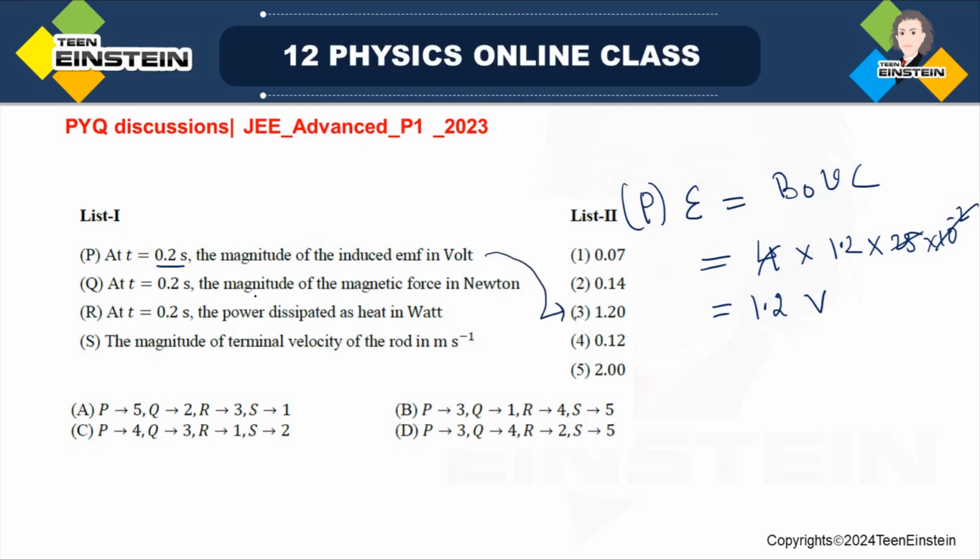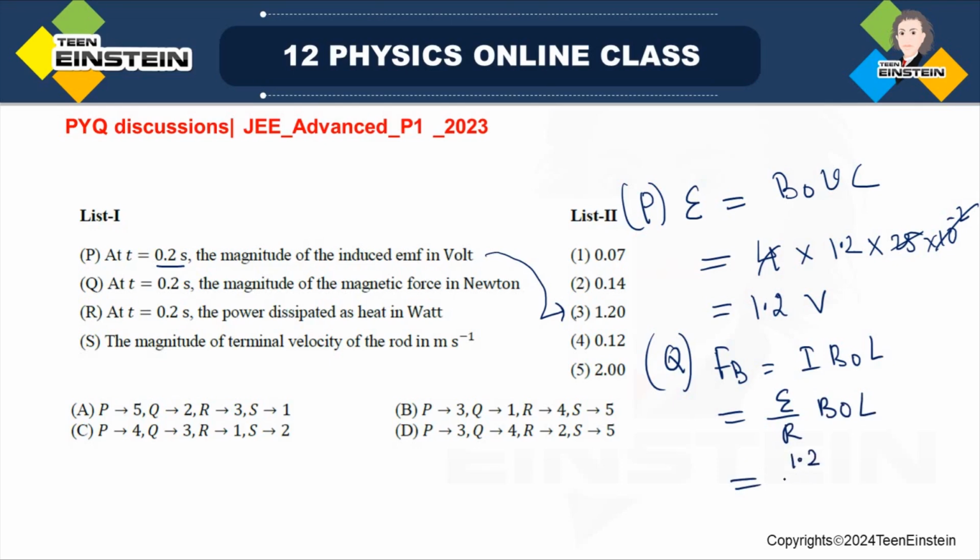Now the second thing is the magnitude of the magnetic force at that particular time. So what will be the magnetic force? How do you find magnetic force? You can do this. Q: the question is the magnetic force on the rod. So the magnetic force FB will be I B0 L. So I know I to be E0 by R, times B0 into L. I can put the value.